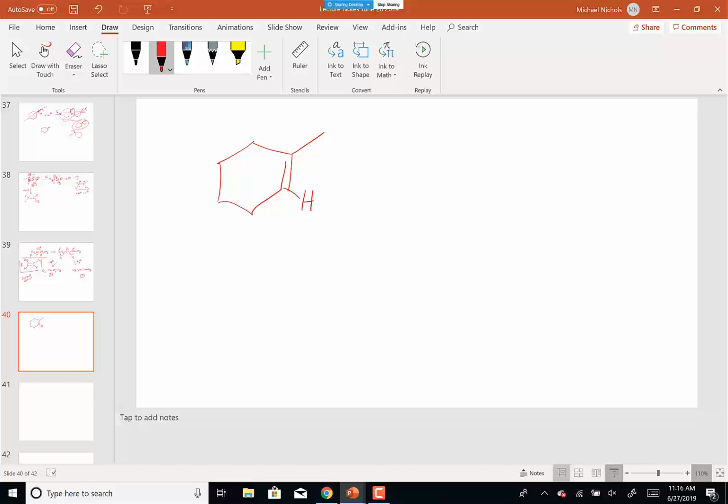Well, if initially you have a difficult time counting alkyl groups, let's count hydrogens. Because if there's 4 things attached to this double bond, how many hydrogens are there? 1. That leaves 3 alkyl groups. Alkyl group 1, alkyl group 2, alkyl group 3. So if you don't like to count alkyl groups, count hydrogens. And then subtract from 4.